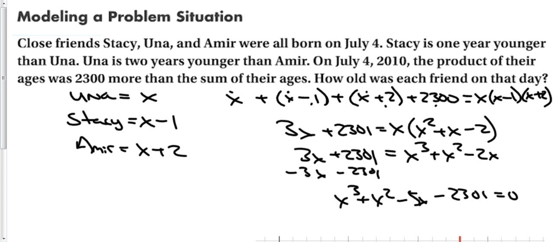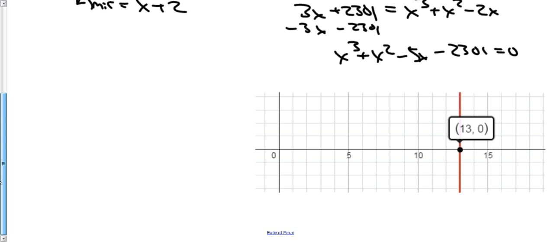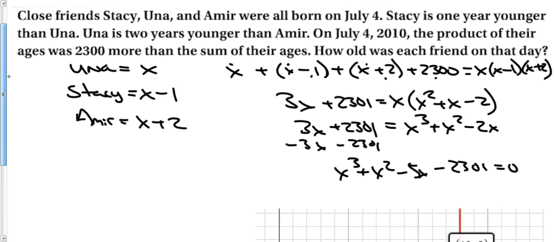I can now graph that, and I get that my graph, which was kind of hard to tell much about. It was a really very linear graph, but all I really cared about was where it crosses the x-axis, and it crosses the x-axis at 13. So she is 13, she's 12, and he is 15.